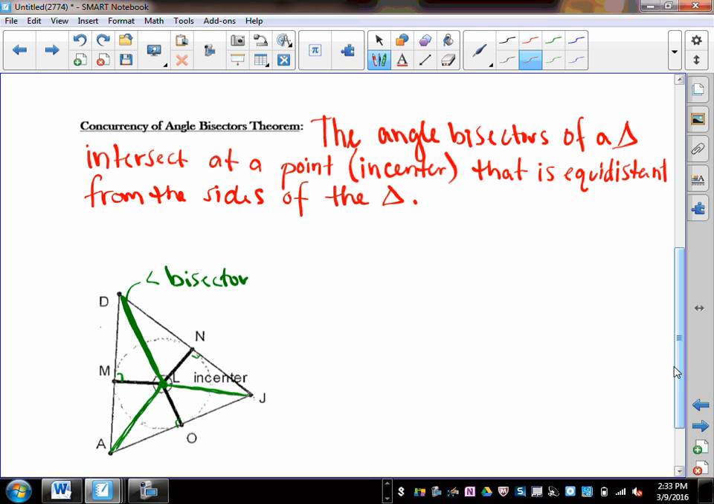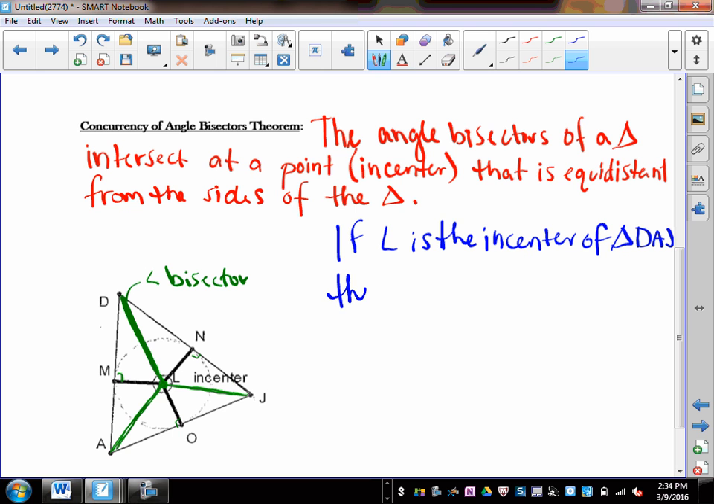Alright, so again, if L is the in-center of triangle DAJ, then LM, LN and LO are the same measurements, equidistant from each of the sides. So LM is equal to LN, which is equal to LO. This guy, this guy, this guy. And again, those lines are perpendicular, not bisectors.